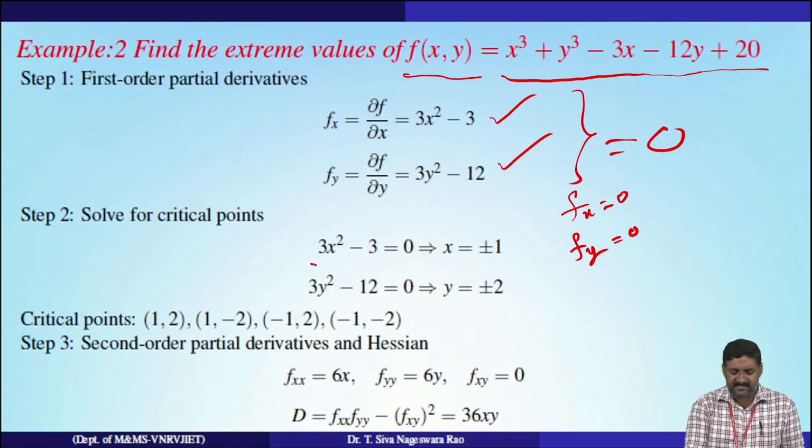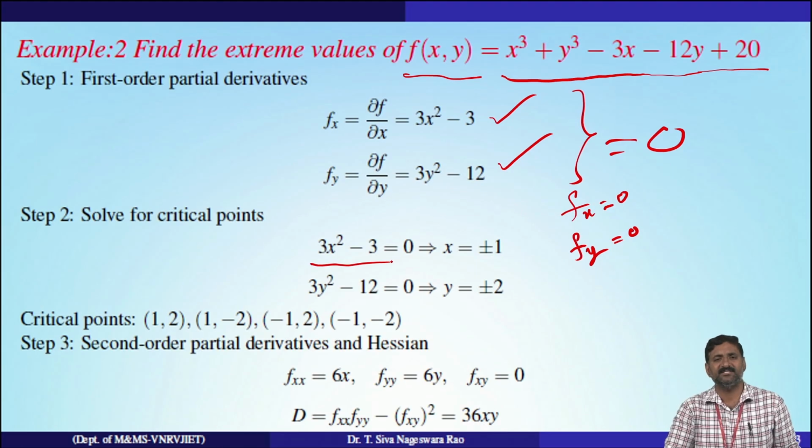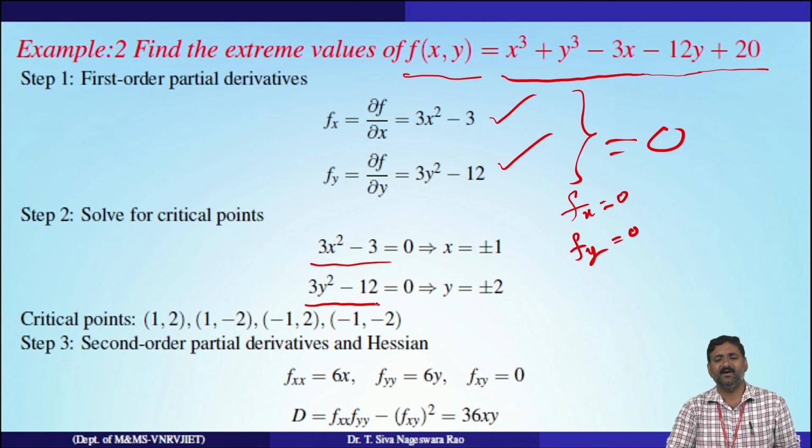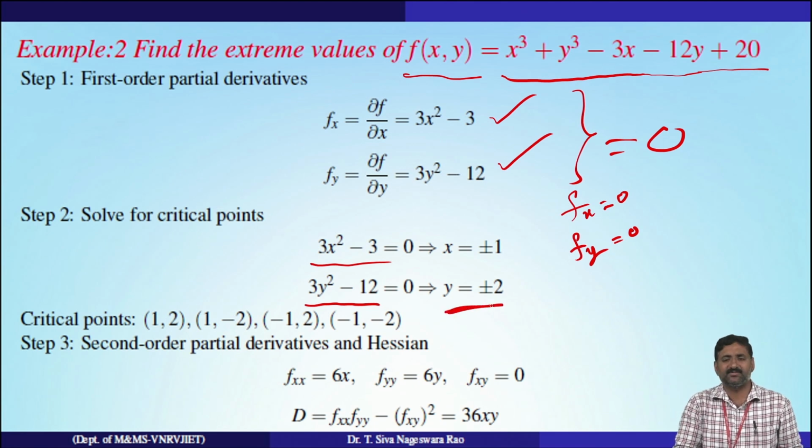If you are equating fx is equal to 0, you will have 3x square minus 3 is equal to 0. Hence, x value becomes plus or minus 1. In the same way, from the second equation, we will have 3y square minus 12 is equal to 0. Then y value becomes plus or minus 2.